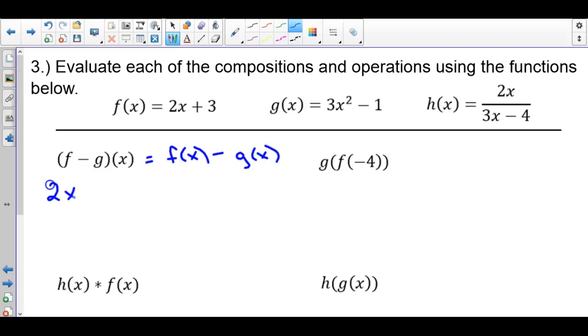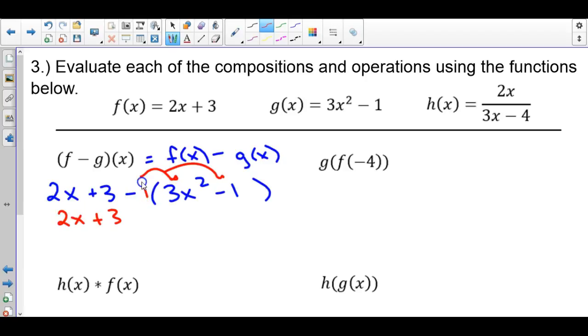I'm going to take my f of x function, which is 2x plus 3, and then it's very important to take the g of x function and put it in parentheses. The reason for this is I'm going to end up distributing this negative 1 through the parentheses. If you forgot these parentheses, you're not going to get this negative times a negative, which would change your answer. So now I'm going to bring this down, distribute my negative 1 through.